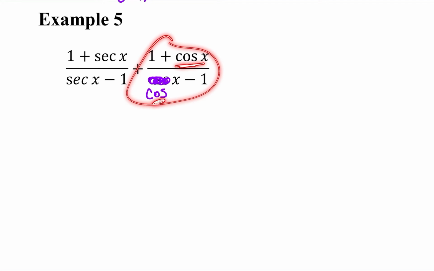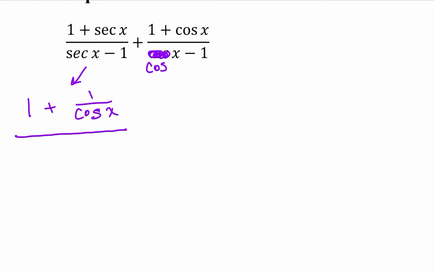1 plus 1 over cosine. And the reason I'm doing this is sometimes it's easier to work with one fraction at a time than both of them. Don't try to overwhelm yourself and do the whole thing at once. If you've got little chunks you could work on those little chunks and see what happens. All right, this becomes 1 over cosine minus 1.